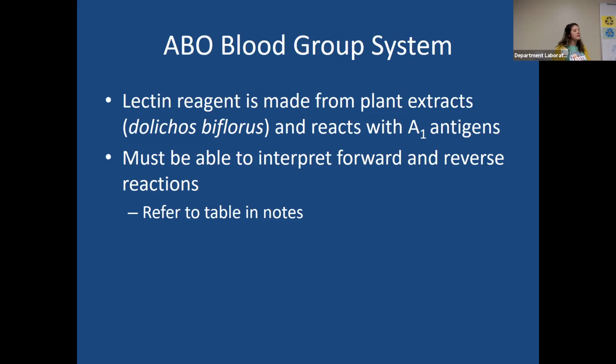That is one of the hardest things for students in blood bank to wrap their head around. They want an A2 patient to react with A2 cells in the reverse type, all right? But if they're A2, they have the antigen on their red cell. They cannot build the antibody. Does that make sense to everybody?